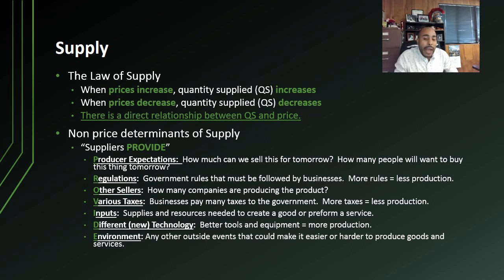Just like buyers, producers are always trying to expect what's going to come next. So they're thinking about how much can we sell this thing for tomorrow, or how many people might want to buy this thing tomorrow. If businesses think that they can sell a product for more tomorrow, or if they think the demand for a product is going to be higher tomorrow, they'll produce more of it right now. However, if they think that the prices are going to go down tomorrow, or if they think that people won't demand the product tomorrow, they're going to reduce their supply. They're going to cut back on producing that product.